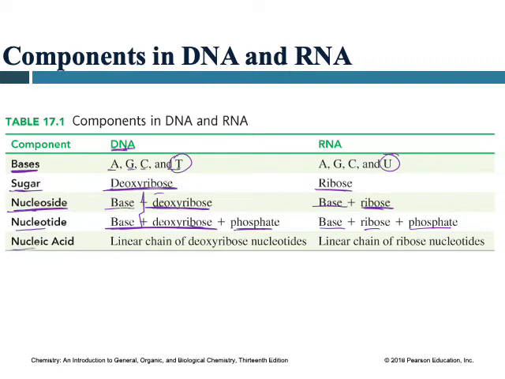And then nucleic acid. DNA, like I already told you, nucleic acid is a polynucleotide, where a lot of nucleotide molecules combine together to form a polymer, right? So in DNA, this is a linear chain of deoxyribose nucleotides, because in this nucleotide we have deoxyribose, this pentose sugar. Whereas in RNA we have ribose nucleotides, where the sugar is a ribose molecule, right? So that's the only difference.